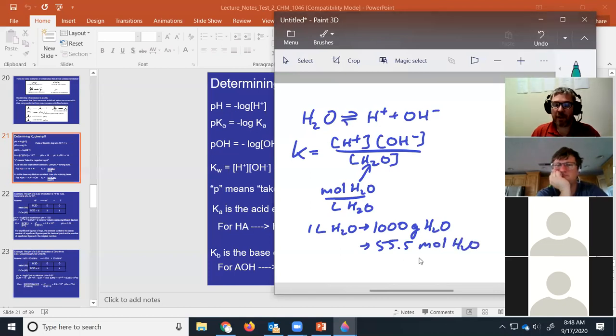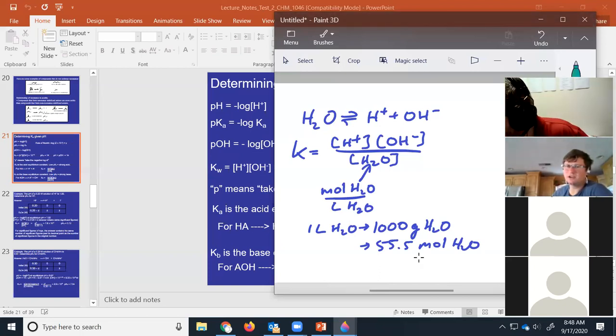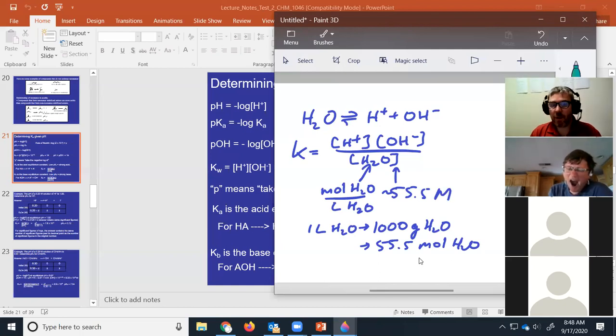Now, how do I get that? Well, I know 1 liter is about 1,000 mils. The density of water is about 1 gram per mil. And then in order to get the moles, I can take the 1,000 divided by the molecular weight of water. So 1,000 divided by 18 would be about 55.5 or something like that. So the concentration of water here is about 55.5 moles per liter. And that is not going to change much.